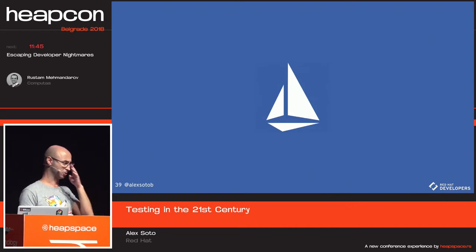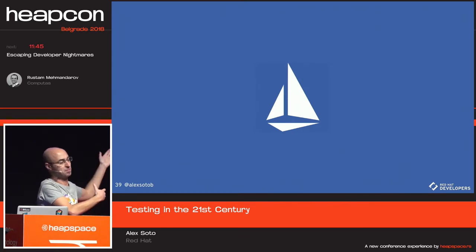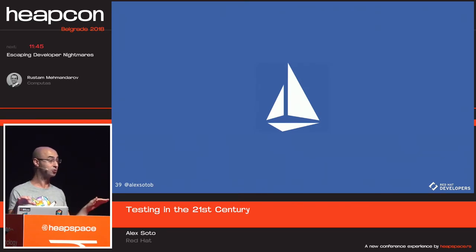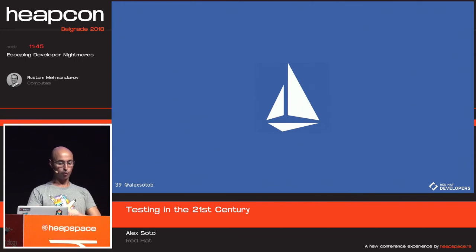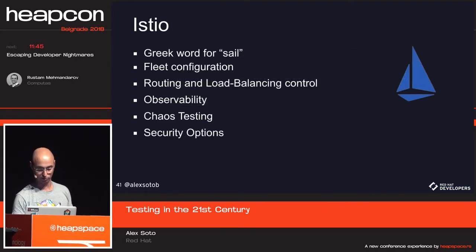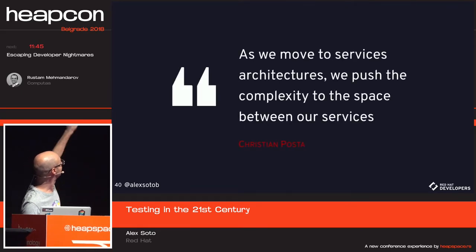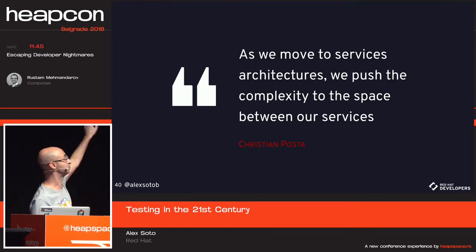Istio has also been introduced by Aaron. Istio is a kind of service mesh, which is a dedicated infrastructure layer for making service-to-service communication safe, fast, and reliable. As Christian Posta said, service meshes allow you, as we move to service architecture, we push the complexity to the space between our services.